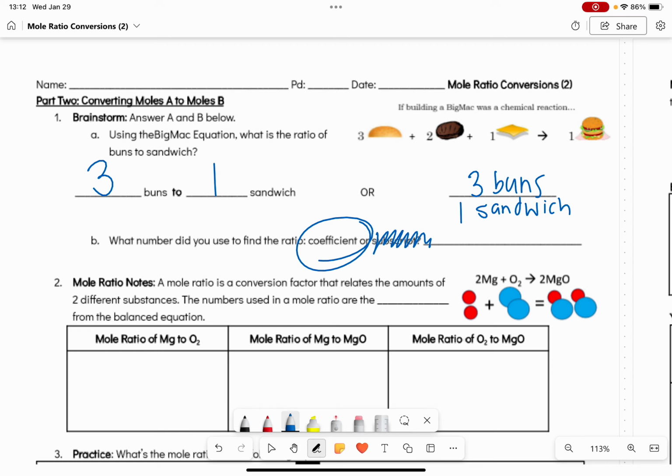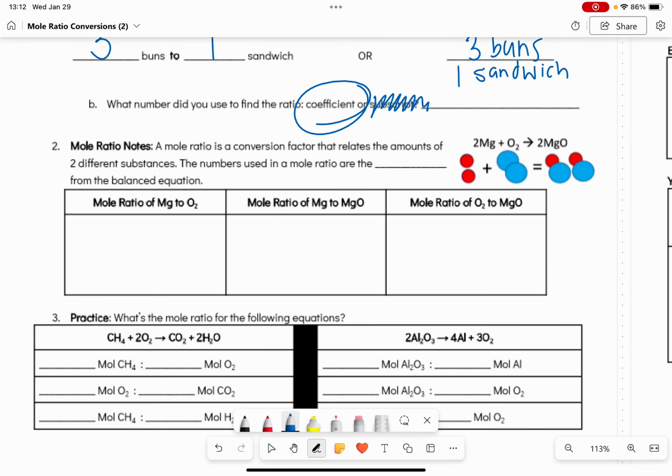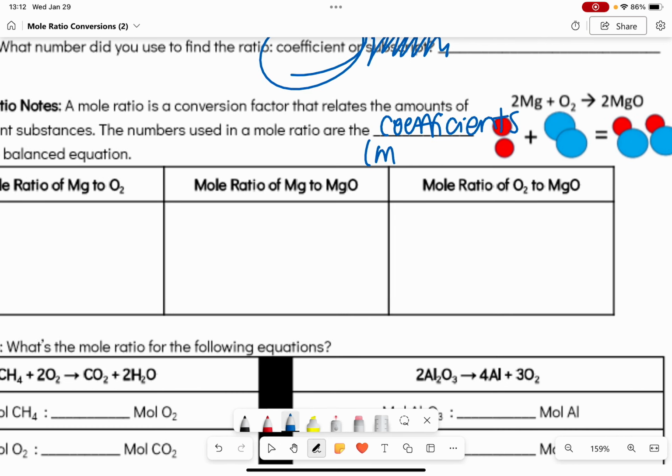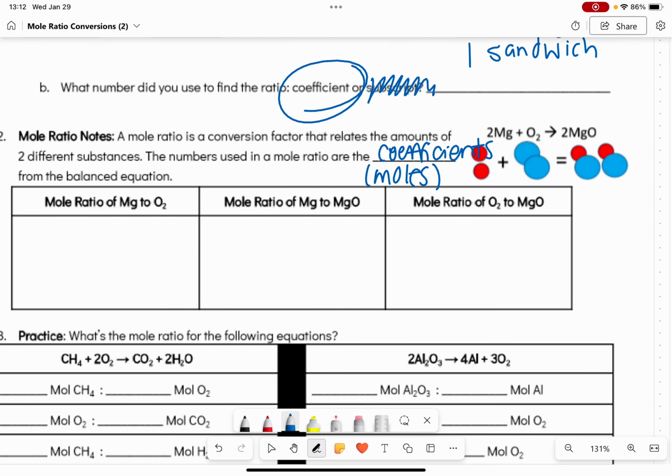And we are going to use our coefficient from our chemical equations to do our mole ratios when we go to do conversions. So a mole ratio is a conversion factor that relates the amounts of 2 different substances. The numbers used in a mole ratio are the coefficients, which we know are our moles from the balanced equation.